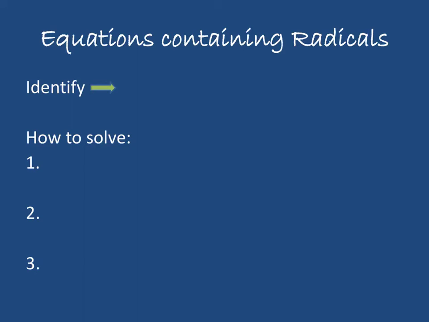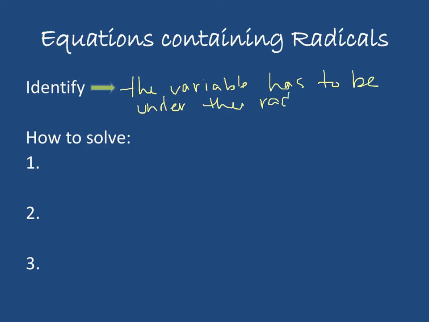Alright, we're going to talk about equations containing radicals. How do we identify these equations? Well, first it has to have a radical. Second, the variable has to be under the radical. So it could be under the cube root, under the square root. Your x, or whatever your variable is, has to be under the radical.